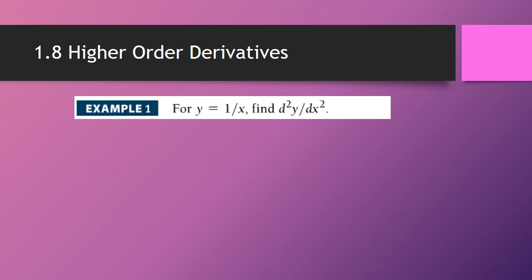What I want you to do is take y equals 1 over x and find the second derivative. You've got to find the first derivative first in order to do this. Pause the recording, give this a try, and resume to check your answer.